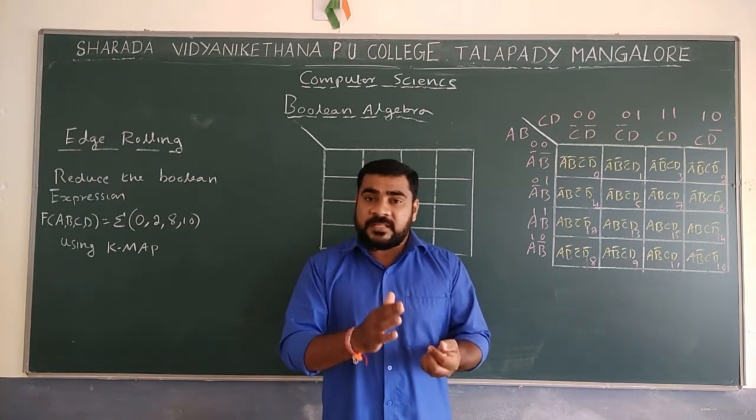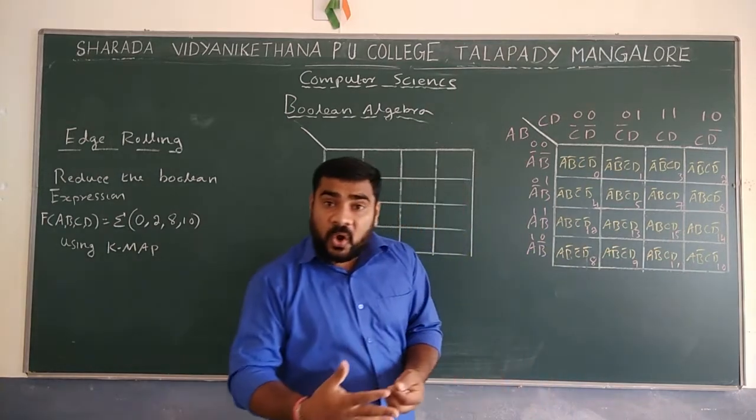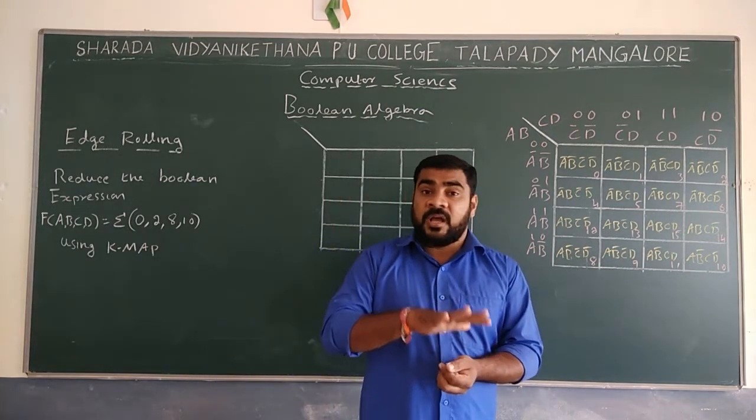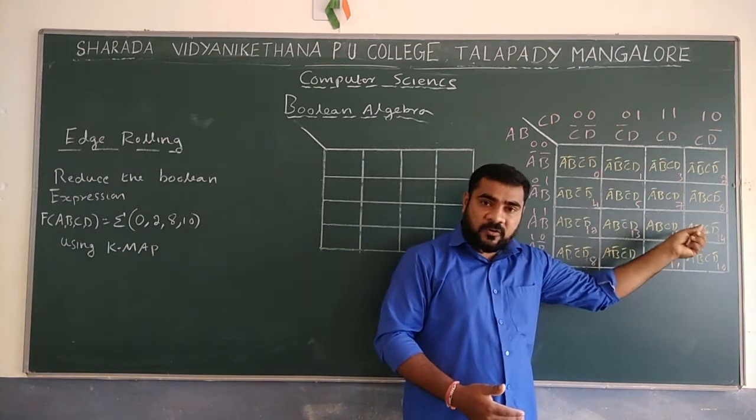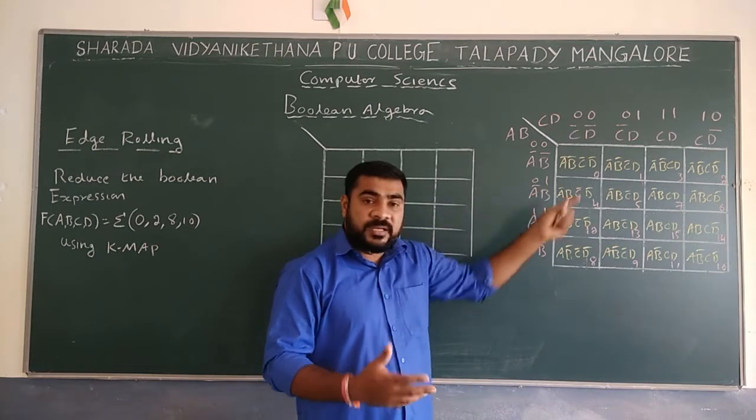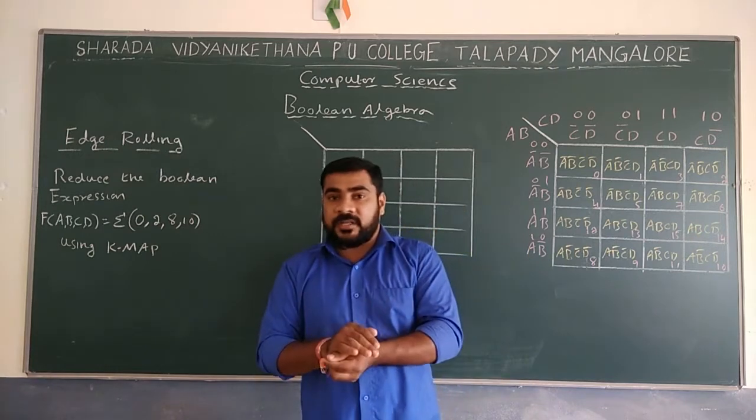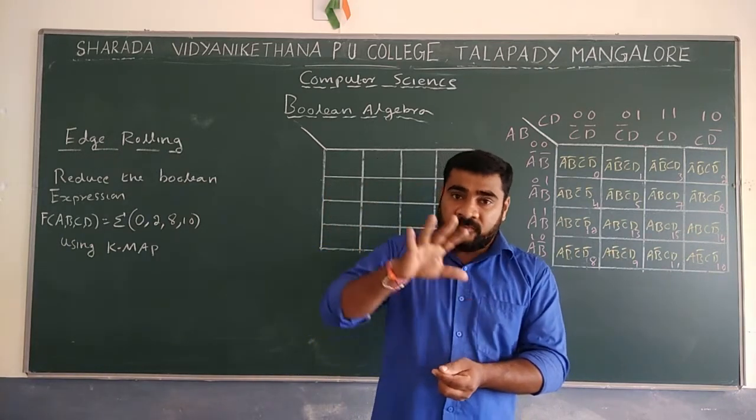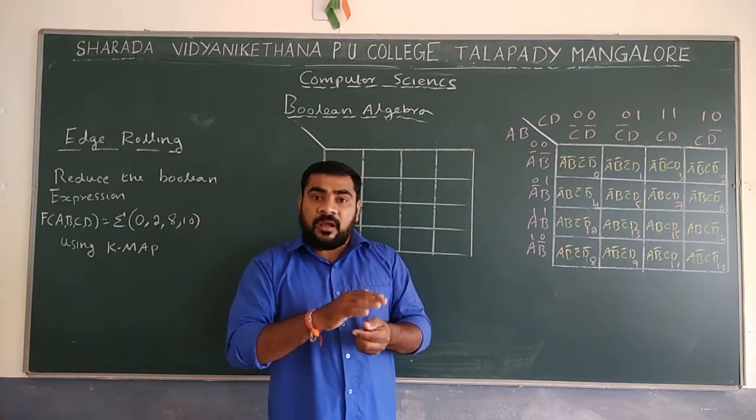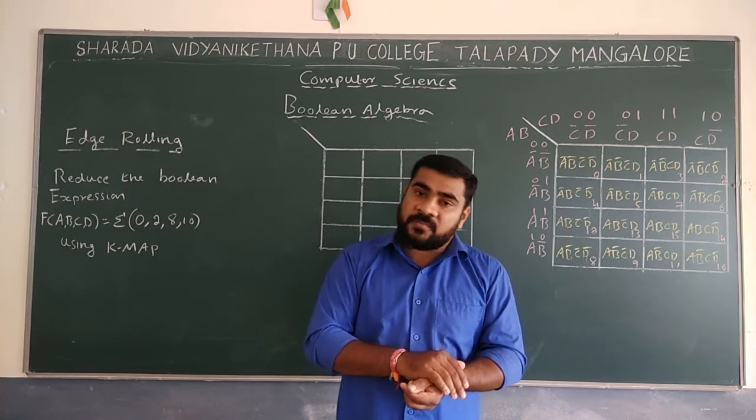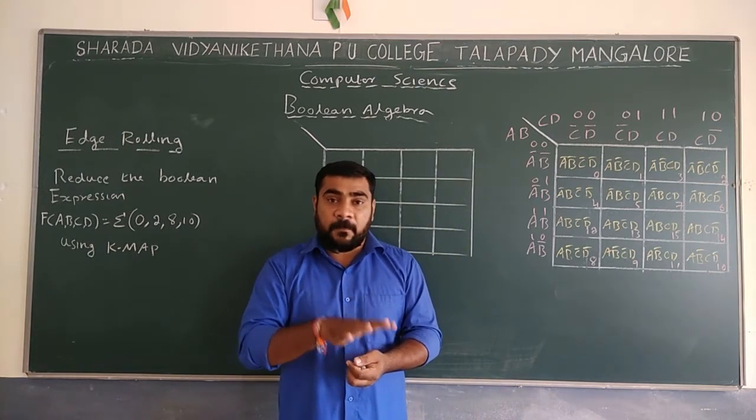Map rolling means that if this is the first column and this is the last column, those 2 columns are possible to reduce. First column, 2 columns, last column, and after that we can make a single group. That is treated as an octet. This first column and last column are like a 3D structure, so it is possible to reduce that. And also 2 rows, first row and last row. Either 2 rows you can combine together or 2 columns. By that you can reduce. That is actually known as map rolling.